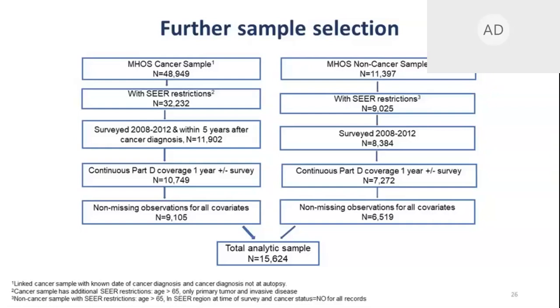And you can see on the right-hand side of the slide that we have a similar sample selection process for a sample of individuals who did not have a SEER cancer but had responded to the MHOS and lived in the SEER region. So we ended up with a total of 9,100 with cancer and about 6,500 without cancer to compare to, for a total analytic sample of 15,624.